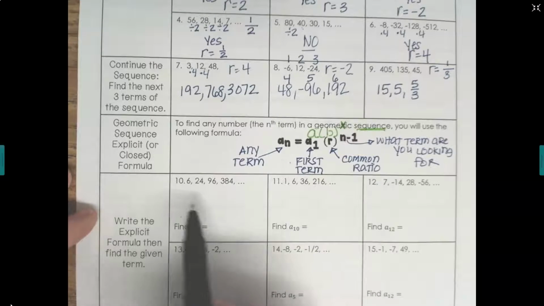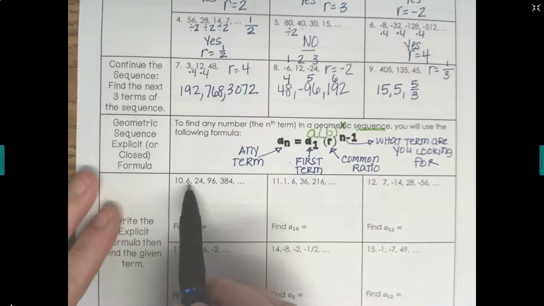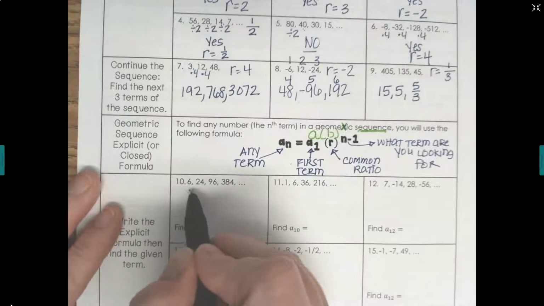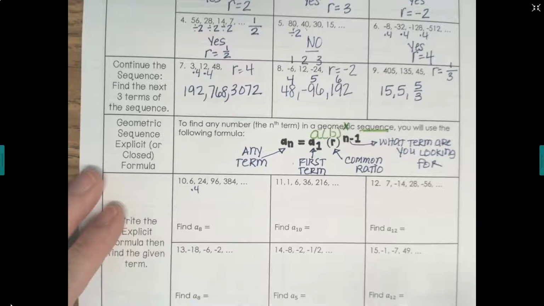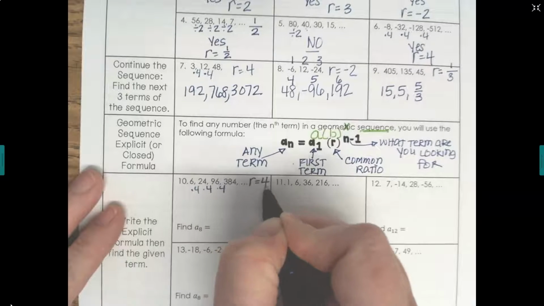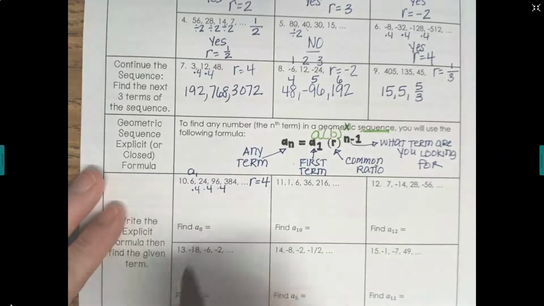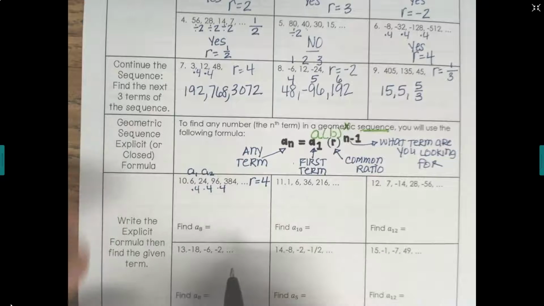So if I look at these sets, we're going to write a formula and then find a specific term from it. Thinking about multiplication, what times 6 gives us 24? It looks like 4, and then you just double check. Is 24 times 4 96? Yes. Is 96 times 4 384? Yes. Okay, so that means your common ratio is 4. Your first term, that's 6. Your second term is 24. Your third term is 96. So that kind of gives you the idea.